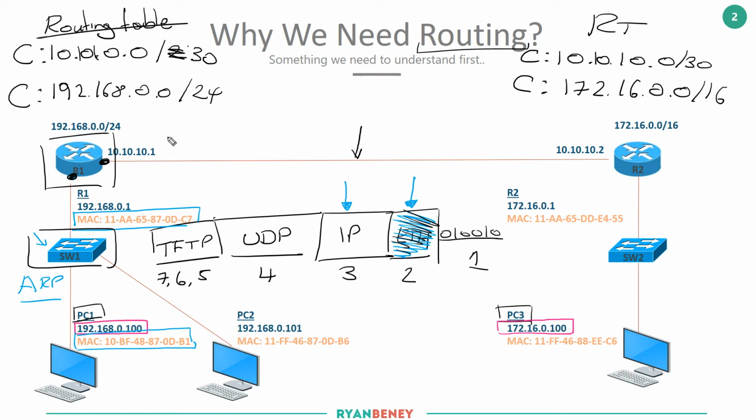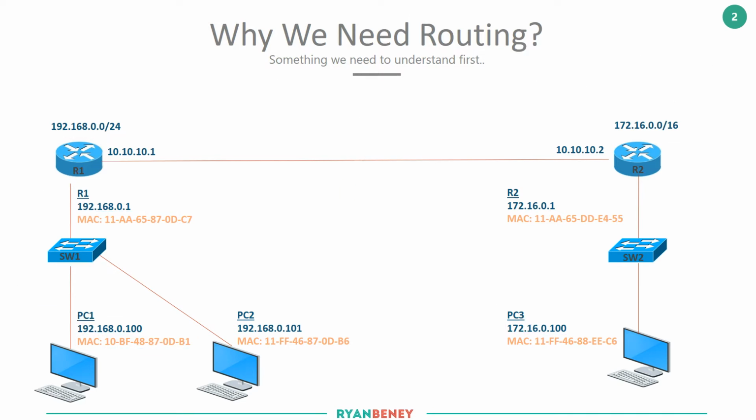Notice router 1 does not have the 172 network in the table. Because of that, router 1 does not know to send traffic towards this interface to reach that destination. And this is why routing is needed. Routing gives us a method, multiple methods in fact, that could be a static method or a dynamic method, to learn and to use routes that are not directly connected.